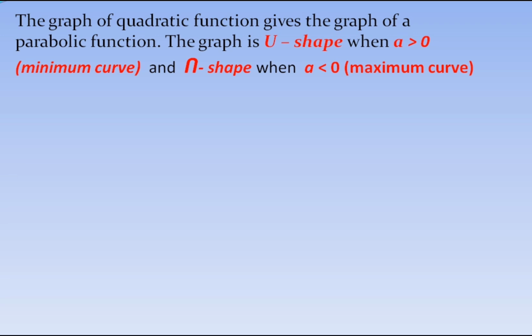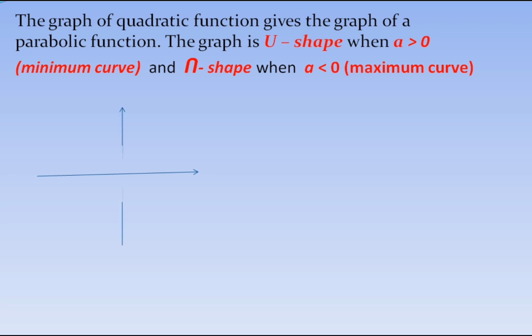Okay, the moment you realize that the coefficient of x squared, or the coefficient of the highest degree, is negative, then we are talking about a maximum curve. But when you realize that it is positive, we are talking about positive values of a, then it means that we are going to have a minimum, which is a U shape. So let's quickly look at how the graphs of these functions look.